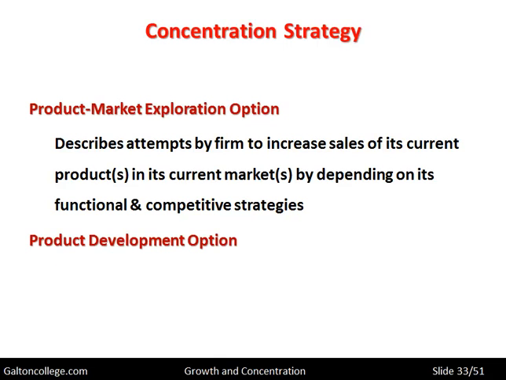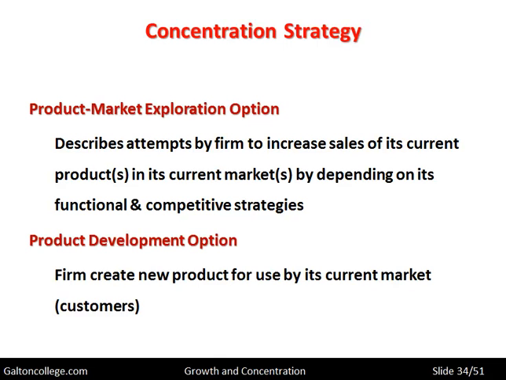Product development option. Well, the firm creates new products for use by its current market. So it's the development of new products in the current market. It knows perhaps what the current market is. Feedback from the marketing department tells it what the current customers are looking for, what their aspirations are, what their requirements are, what they would like to see.